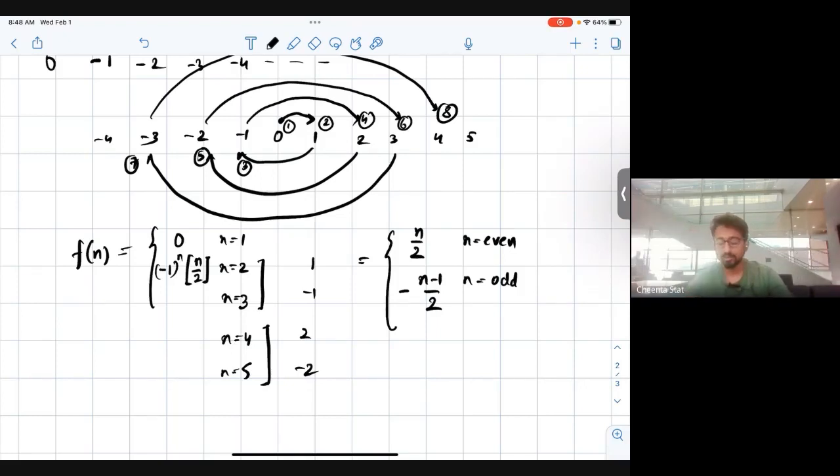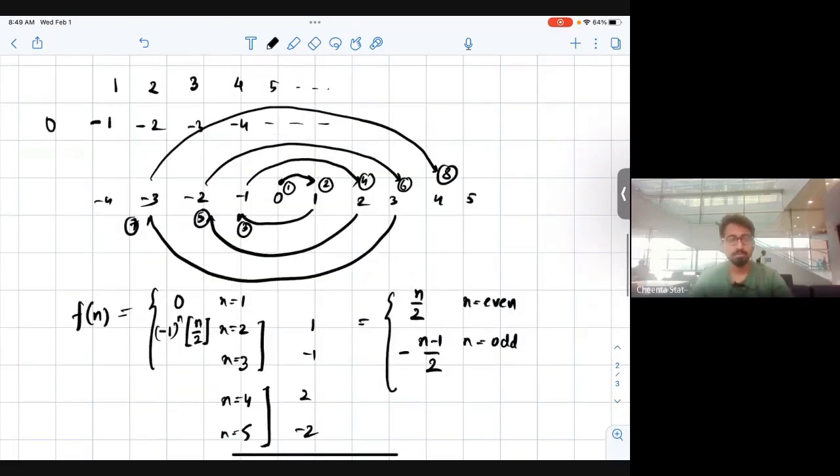Does it make sense, guys? Yes or no? This pattern, does it make sense? All of you? If no, please raise your hand. I will explain it to you, and tell me where your doubt is. It's okay.